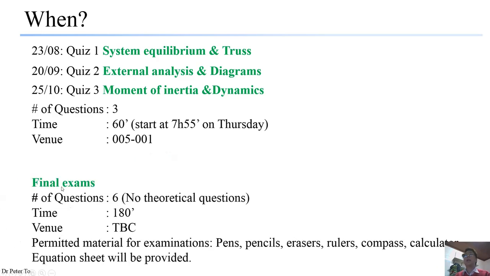Your final exam will be in the exam sessions and the venue will be confirmed when the timetable is online. You have about 3 hours to complete 6 questions. No theoretical questions, only problems. You are allowed to have pens, pencil, eraser, ruler, compass, and calculator. Your equation sheet will be provided.